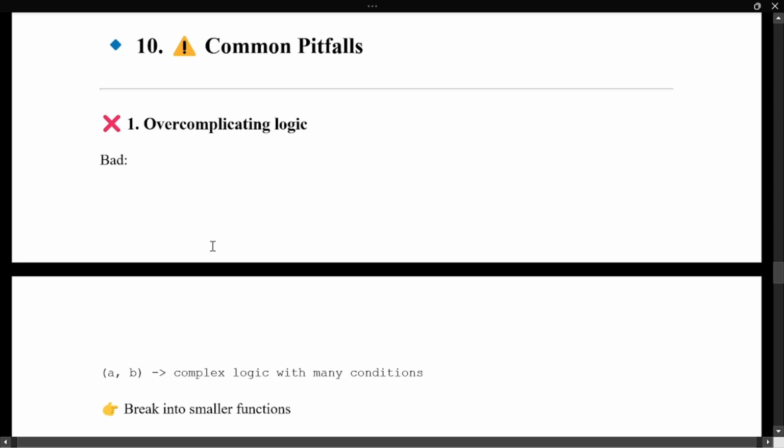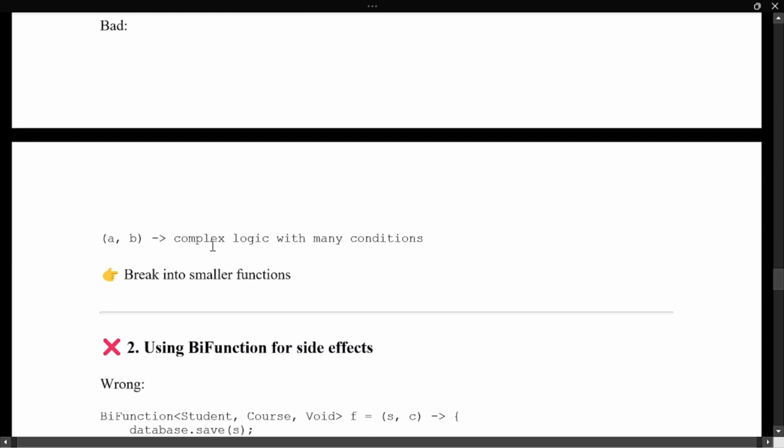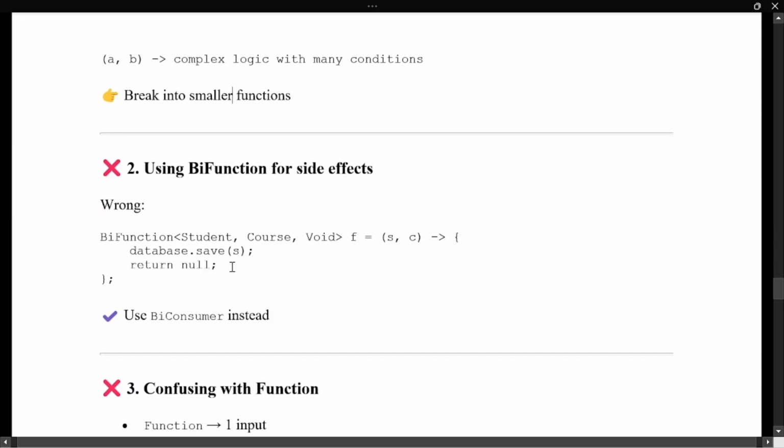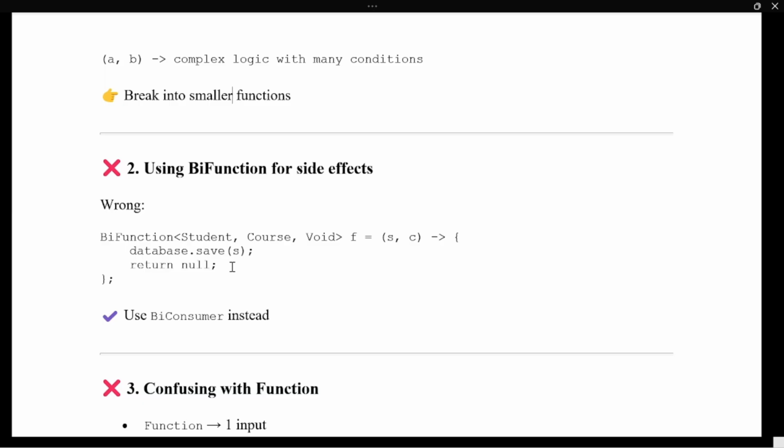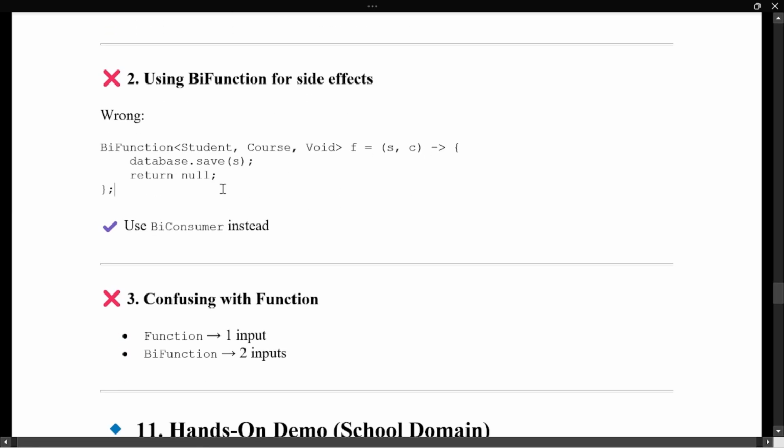So these are the common pitfalls, like complicating logic like this, and using the BiFunction for side effects. For side effects, what we need to use is the Supplier functional interface. Here, we need to use BiConsumer instead.